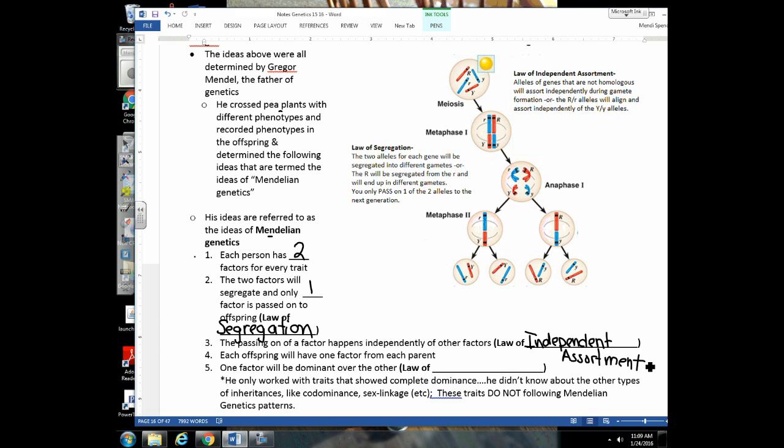Now, he was working with very simple traits in pea plants, and these traits were showing complete dominance. That is, there was one allele that was dominant to another allele. And so he thought that for every trait, there was always going to be one factor or one allele that was dominant to the other. So he came up with this law of dominance.